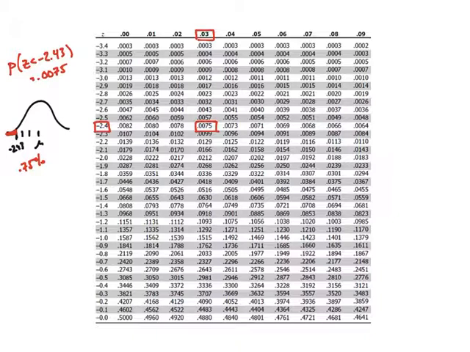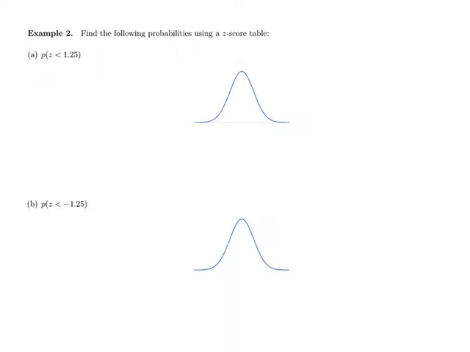And we have all these values in between, but they always give us the probability that z is less than the value that we're looking at. All right, so we're going to come back to the z-score table to answer the next few questions. All right, so find the following probabilities using the z-score table. The probability that z is less than 1.25.